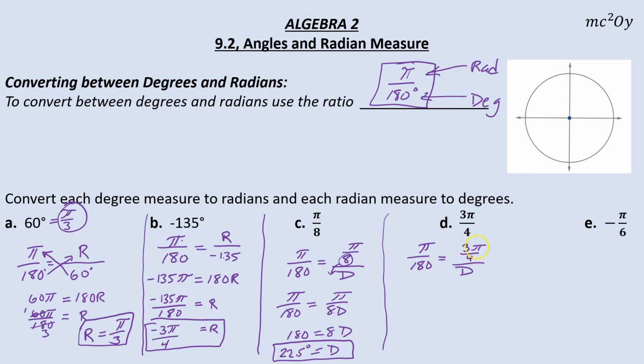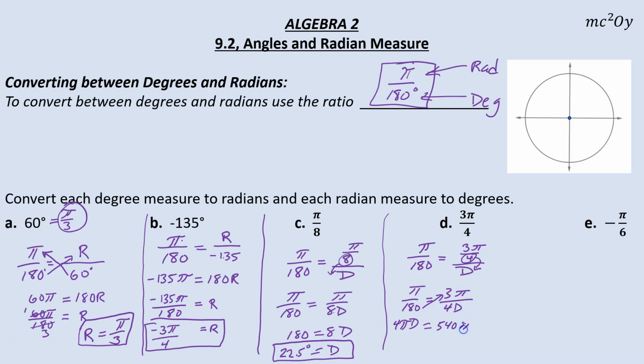Remember what I said, if you have a fraction in the numerator, that denominator can drop down. So pi over 180 is actually equal to 3 pi over 4d. And if you're good with fractions, there's a lot of things you could do here, but I'm just going to cross multiply. So 4d pi, or it's actually written as 4 pi d, 4 times pi times the degrees is equal to 180 times 3. Well, 180 times 3 is 540.